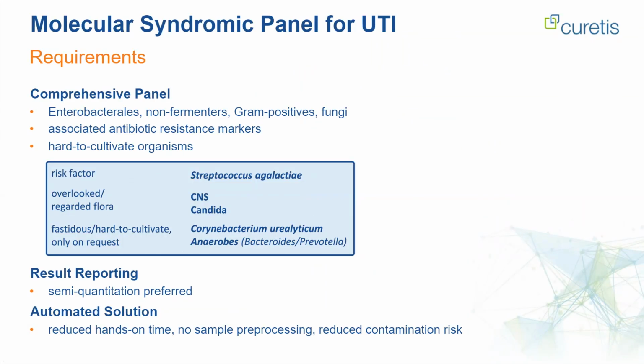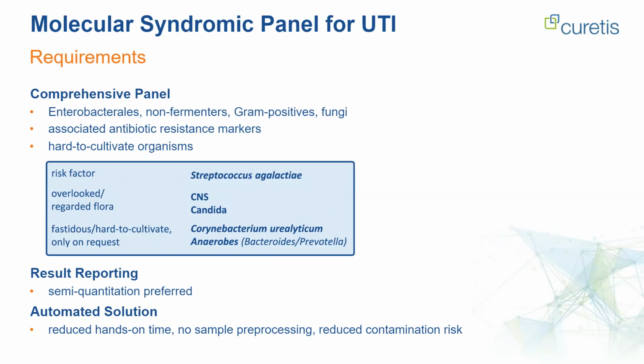Now, what are the requirements for a UTI syndromic panel? Of course, all of the common organisms and associated resistance markers should be covered. But molecular assays now also open up the possibility to detect fastidious organisms, hard to cultivate organisms, or anaerobic bacteria. So any of such organisms that are not searched for in the first place, but only on special request, in case your culture plates remain still empty, but the condition of the patient is still worsening. Huan talked about several of such organisms already in more detail in the first part of this webinar.